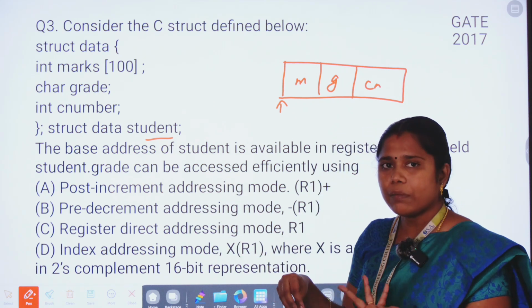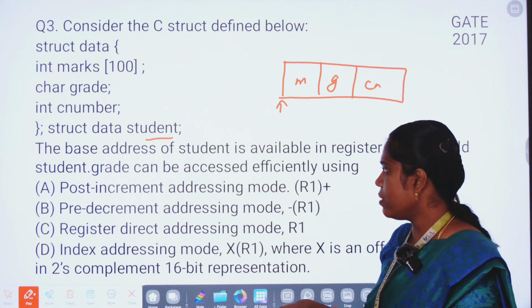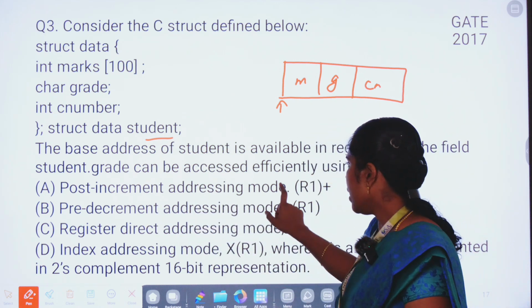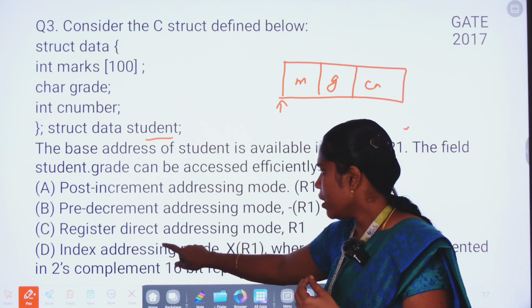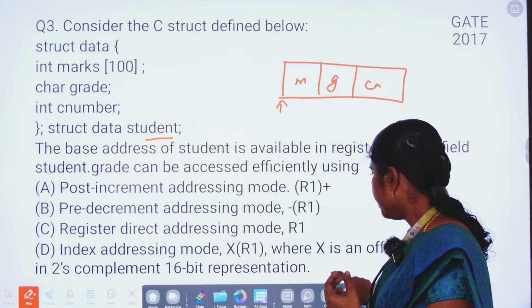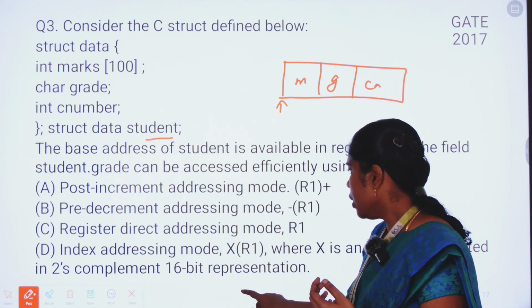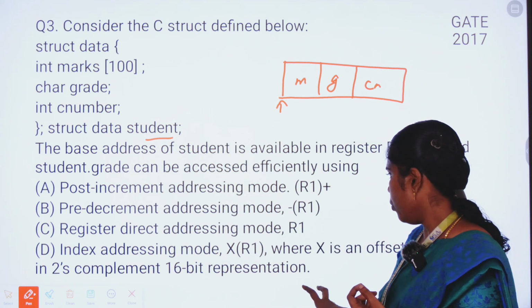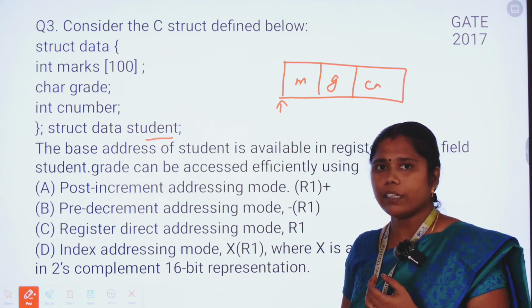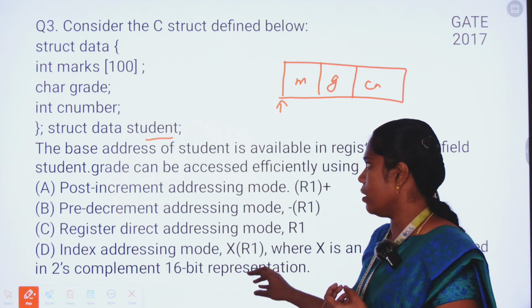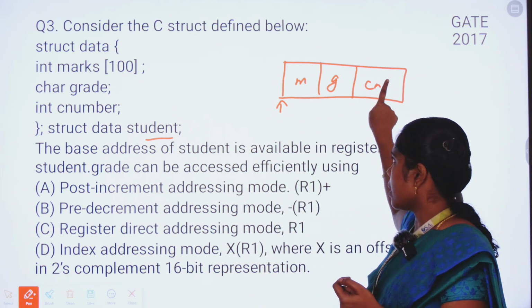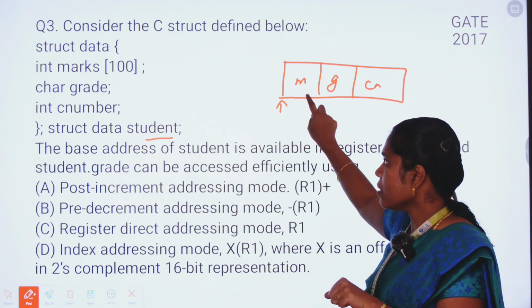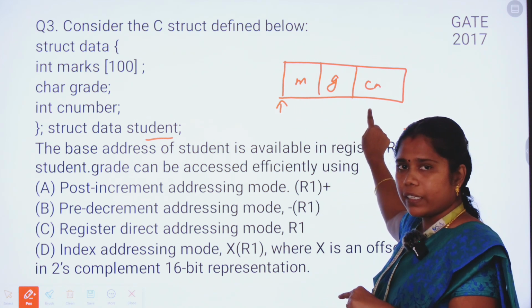What are the different answer options given? First, we can go through the answers. The first one is the post increment addressing mode. The second one is the post decrement addressing mode. The third option is the register direct addressing mode. Your fourth option is the two's complement indexed addressing mode, where x is the offset value given in the two's complement representation. Now we can go to this question. What is asked? You are given the structure. The first field is marks, the second field is grade, and the third field is C number.